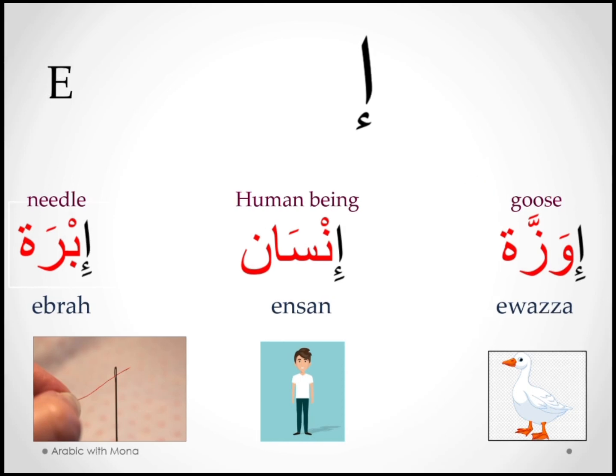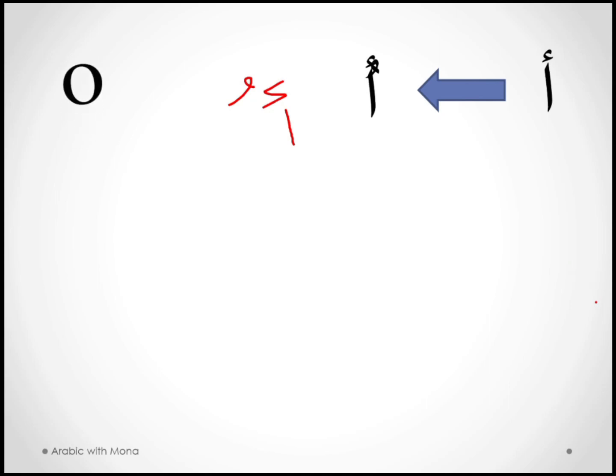Let's move to ضمة. This is the letter Alif. If we add ضمة, which is an apostrophe-like shape above the letter, it will be U, U. I'm sorry for this. Alif ضمة is U, U. Let's take examples on Alif ضمة.